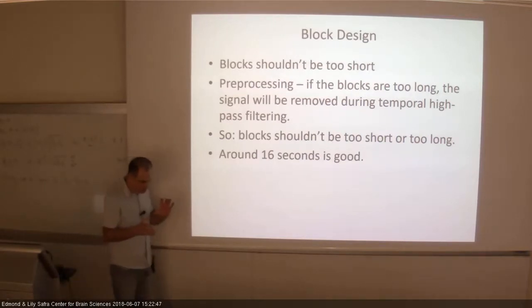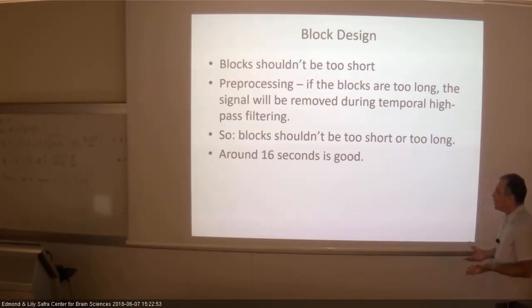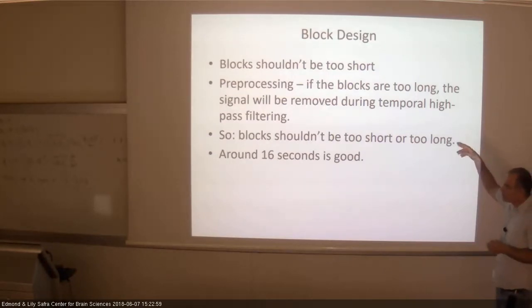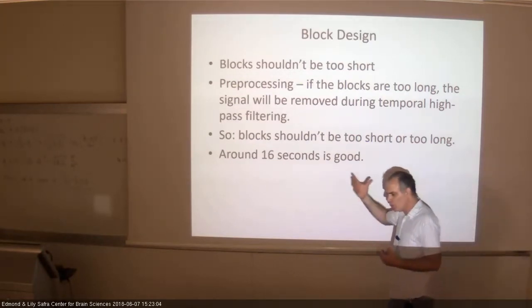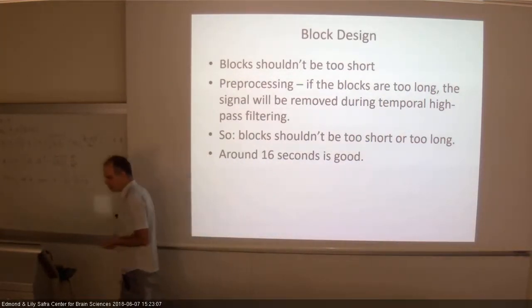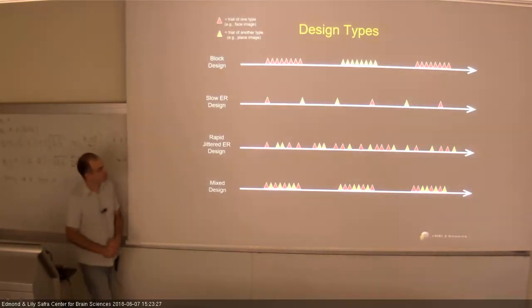But the blocks shouldn't be too short. Then you basically lose your whole detection power. And they shouldn't be too long either, by the way, because, like we said before, they might be removed by very, very low high-pass filters. So if the signal is very, very low, like you have a block every 1 minute, you'll probably filter that out. So this 16 seconds can be 12 seconds or 10 seconds or 18 seconds, something like that. And then, of course, we have the rest periods. This is very simple, very good for certain kinds of questions, less so for other kinds of questions.